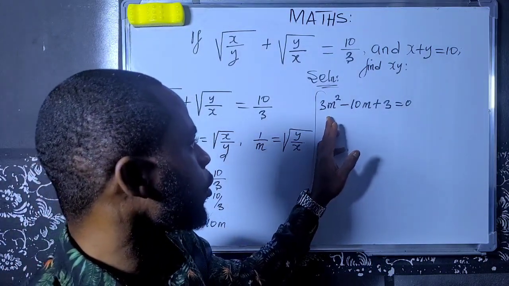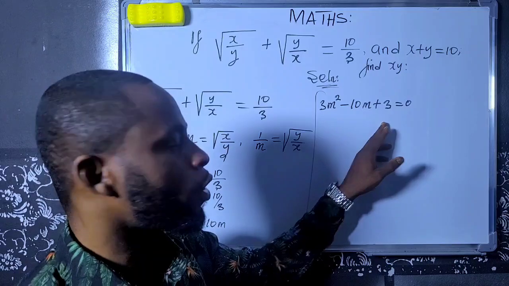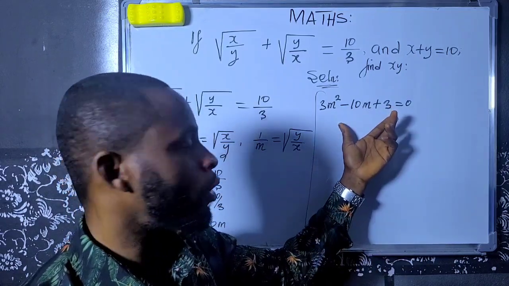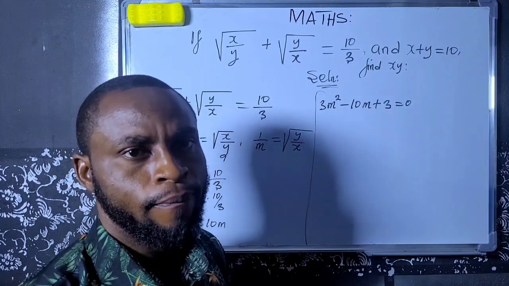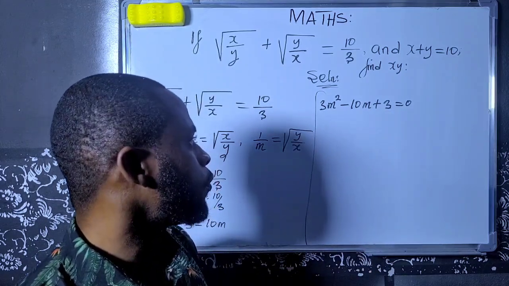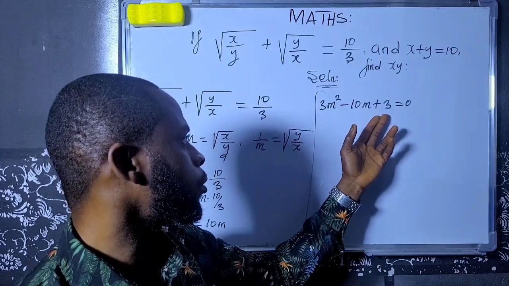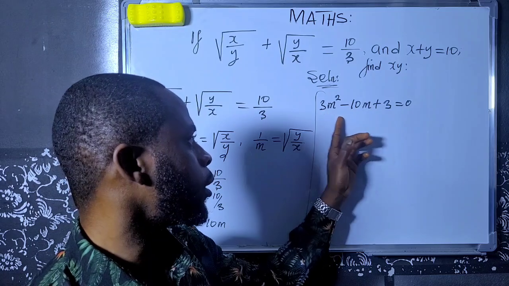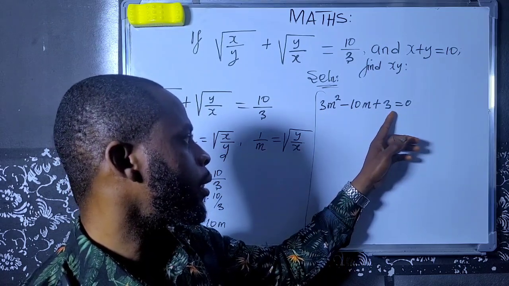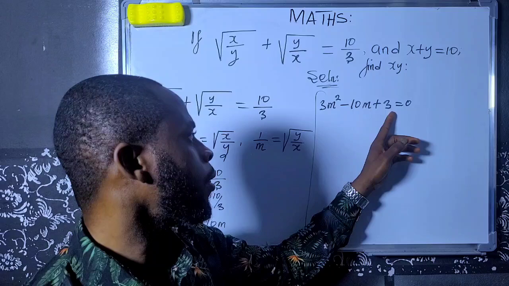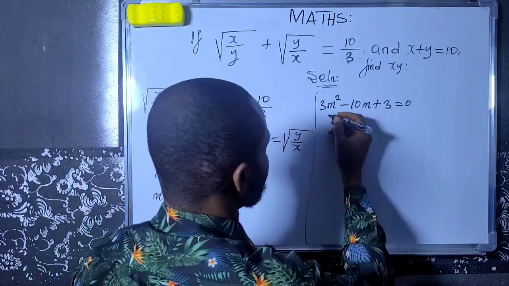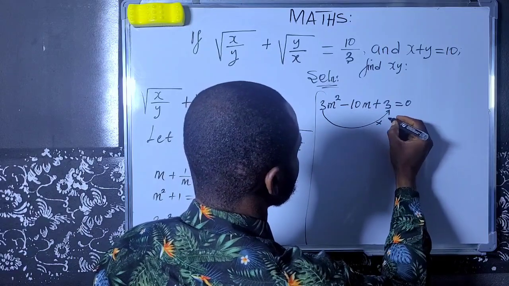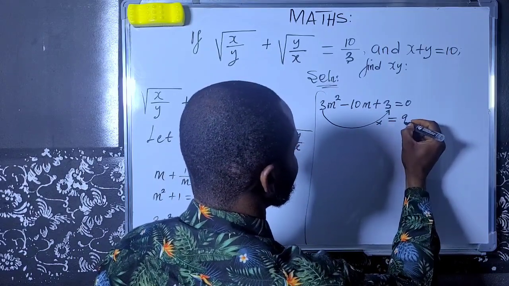Then at this point, I'm going to introduce you to the factorization method, but you're going to use a shortcut method. Whenever you have this nature of quadratic equation, it has a leading coefficient of 3 here, then we multiply this 3 by this constant 3 here. If you do that, 3 multiplied by 3 will give us plus 9.